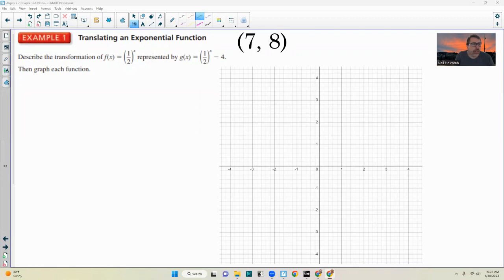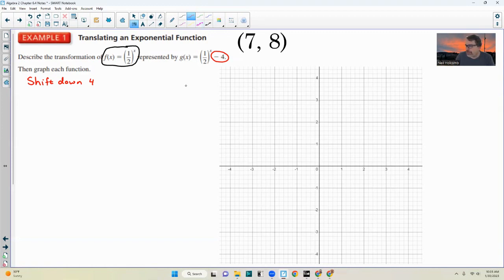Example 1 says, describe the transformation of f of x equals 1/2 to the power of x, represented by g of x equals 1/2 to the power of x minus 4. First of all, what kind of translation is that? The parent function is right here. This is the parent, if you will, base 1/2 to the power of x, and it's getting translated. Well, it is being translated by a constant k of minus 4. This will be a shift down 4.